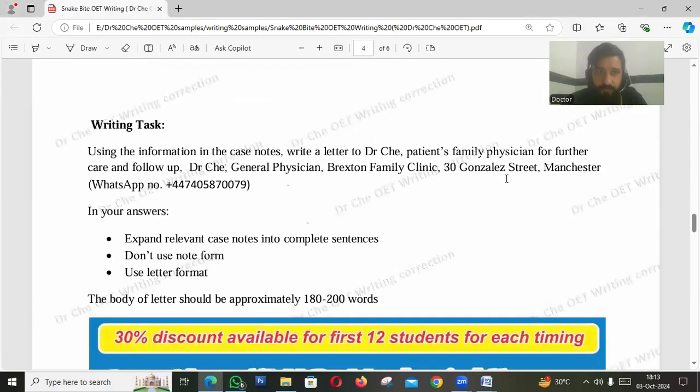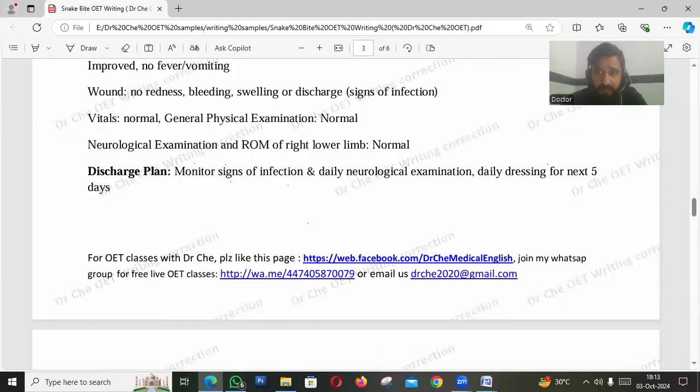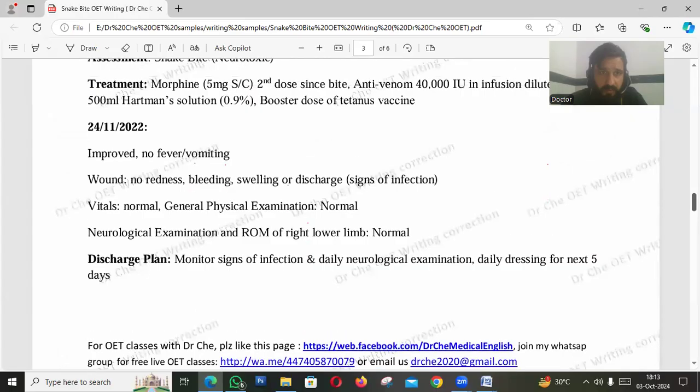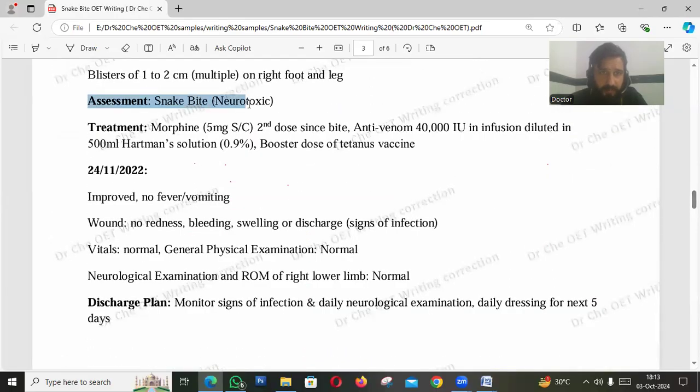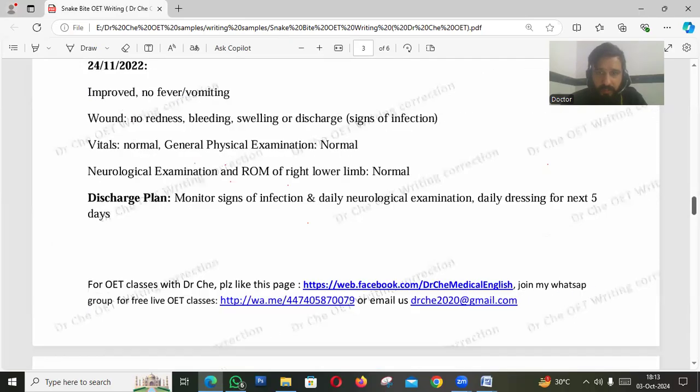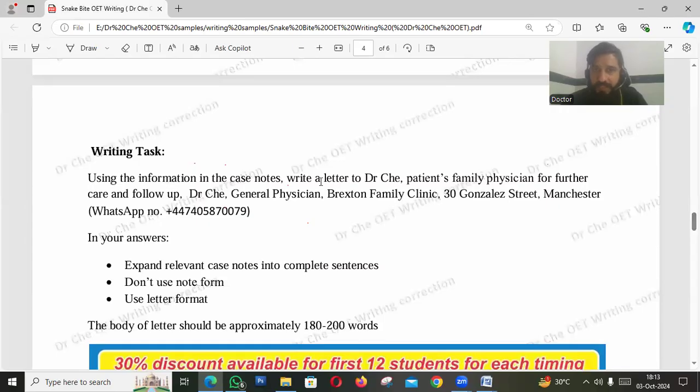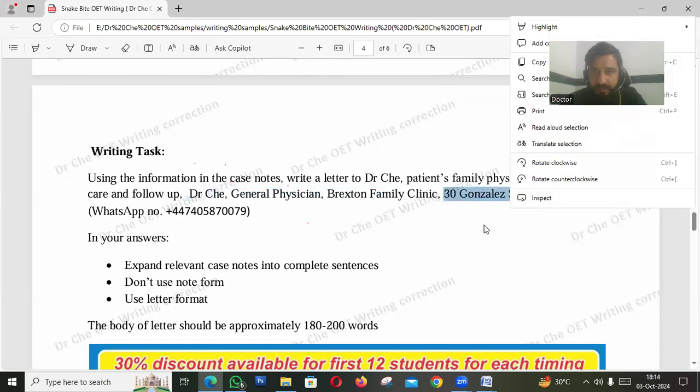If you read the task, it says using information in the case notes, write a letter. Even you need to see the diagnosis. This is a discharge plan, and if you see assessment here, this is snake bite neurotoxic, okay? Sometimes they write assessment and the final diagnosis here also. So in the writing task, they say using the information in the case notes, write a letter to Dr. Che, patient's family physician, for further care and follow-up, okay? So you are writing this letter back to patient's family physician, okay? So here, details of the family physician are given. So this is Dr. Che, general physician, Braxton Family Clinic. This is the address and this is the name of the city, okay?